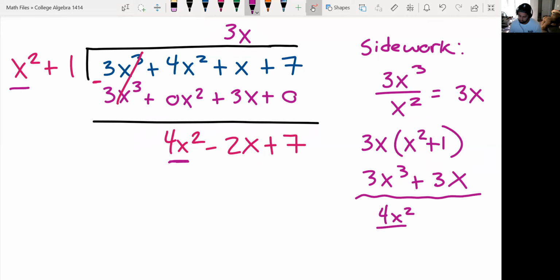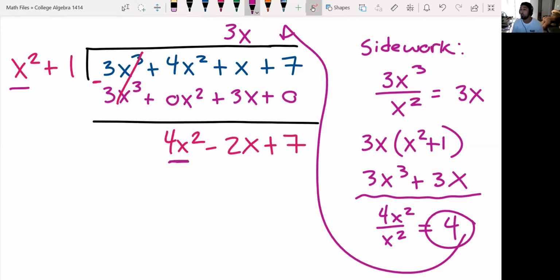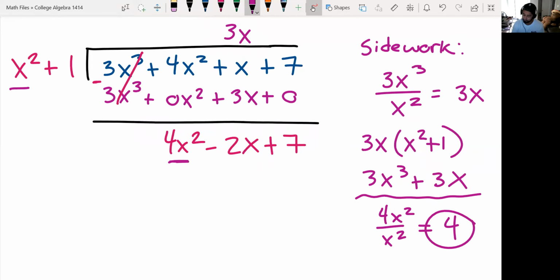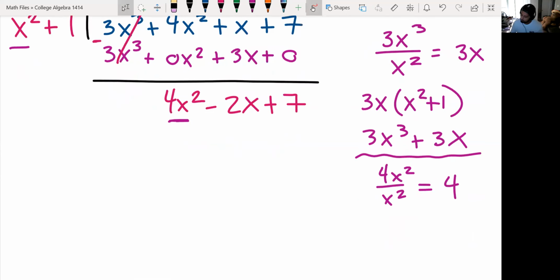4x squared over x squared means we will multiply by 4. And this number will go right there, right above the constant place. So, plus 4. Okay. And now take 4, multiply the x squared plus 1. So just do everything step by step for this one.